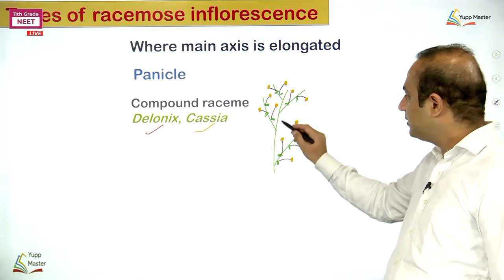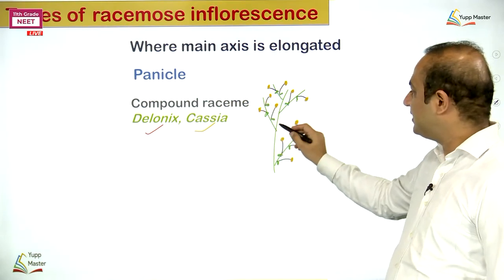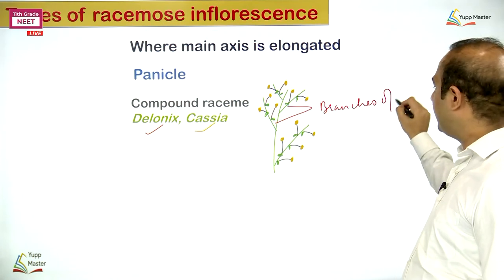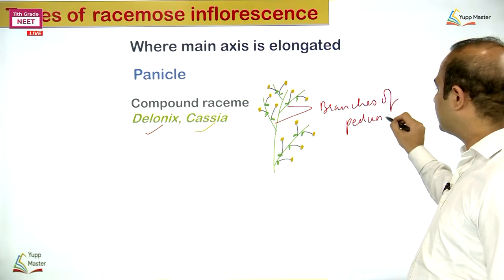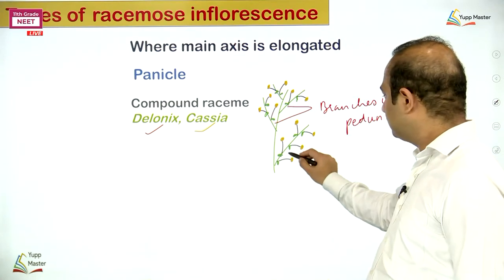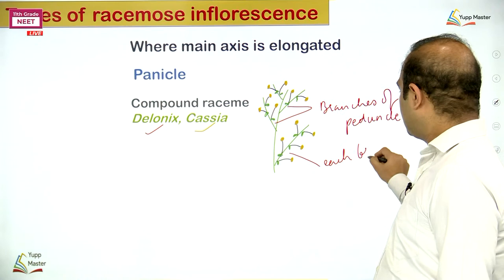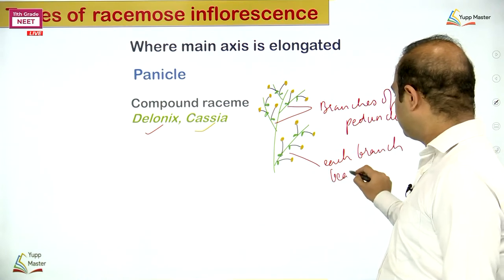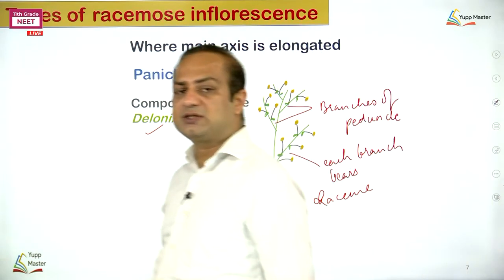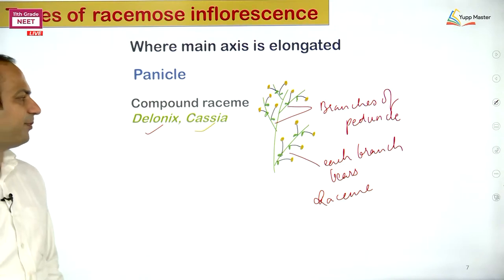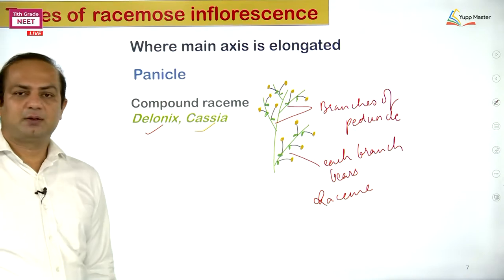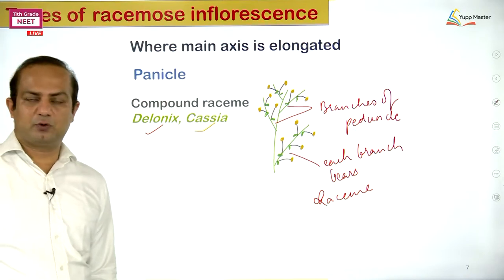What we are observing, these are branches, meaning compound racemes, meaning these are branches of the peduncle or the floral axis, and each branch is bearing each branch bears racemic inflorescence. That type of character we can call a panicle. Okay, that's simple. This is the thing that we need to know about the panicle inflorescence.